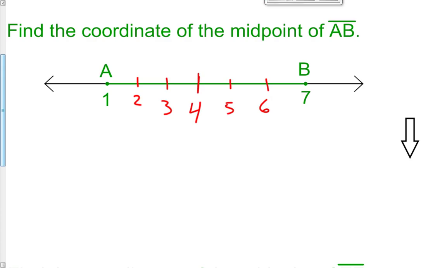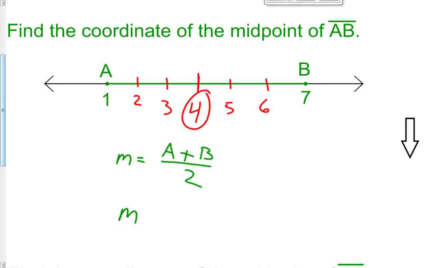4 is the midpoint. 4 is the point that's in the middle of segment AB. We also have a formula that works every single time. So the midpoint is equal to the endpoints, A plus B, and then divided by 2. It's kind of like the average. The midpoint is the spot in the middle. It's the average of 2 endpoints.